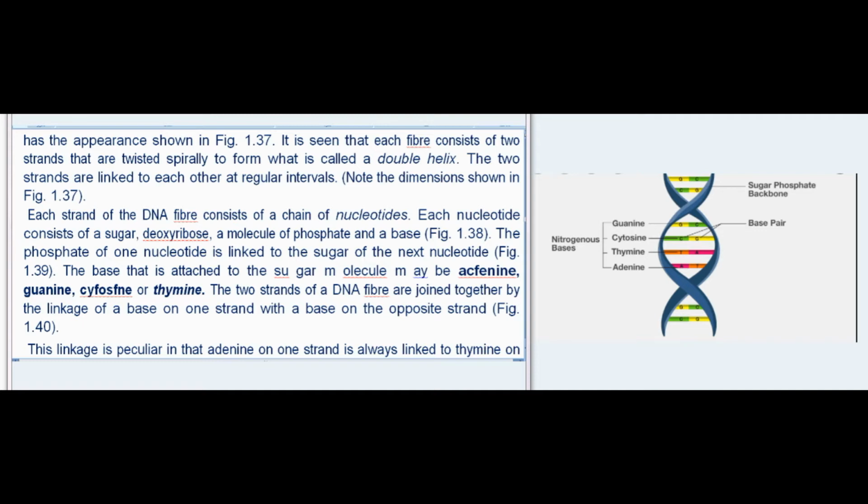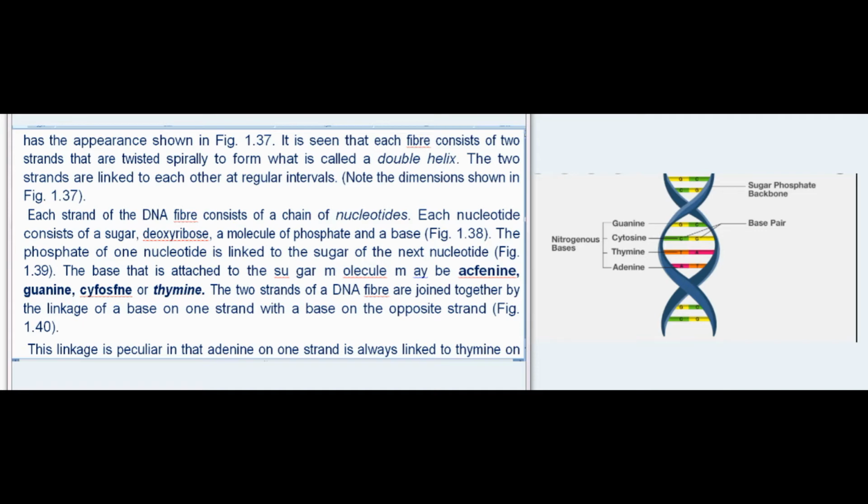Each strand of the DNA fiber consists of a chain of nucleotides. Each nucleotide consists of a sugar, deoxyribose, a molecule of phosphate and a base, Fig 1.38. The phosphate of one nucleotide is linked to the sugar of the next nucleotide, Fig 1.39. The base that is attached to the sugar molecule may be adenine, guanine, cytosine, or thymine. The two strands of a DNA fiber are joined together by the linkage of a base on one strand with a base on the opposite strand, Fig 1.40.